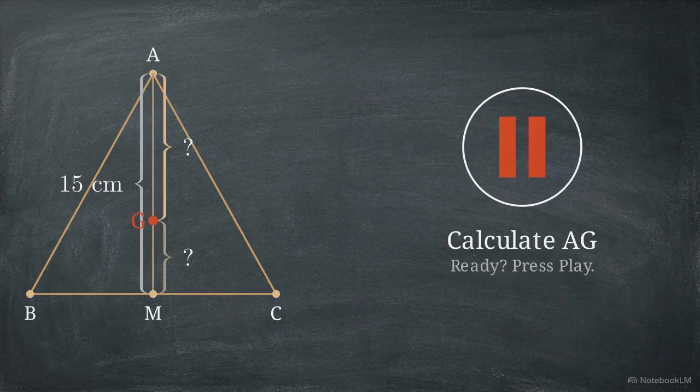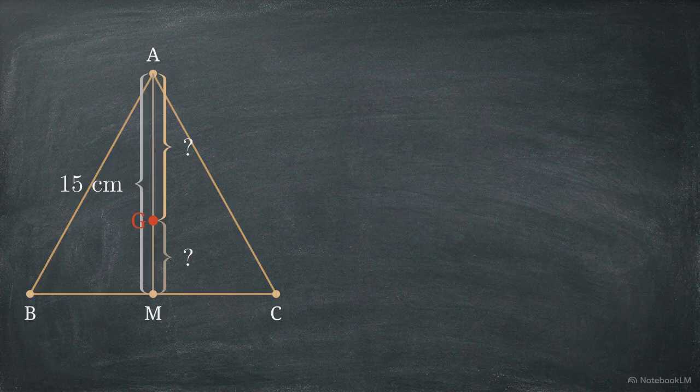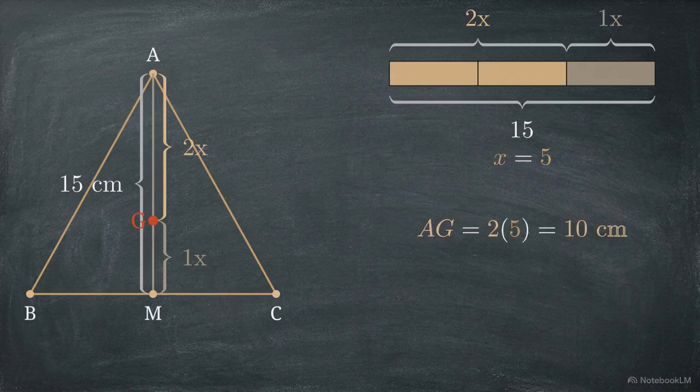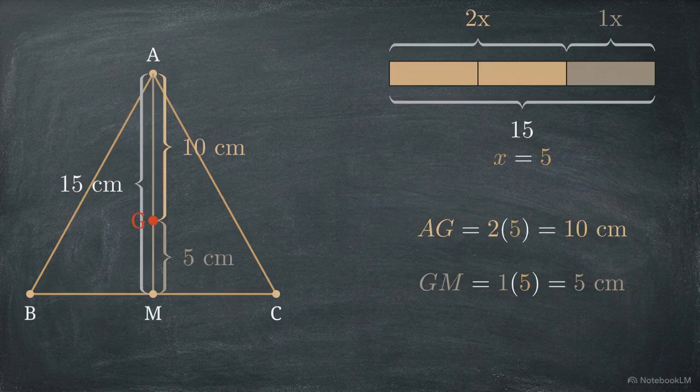Here is how we break this down algebraically. Since the ratio is 2-to-1, we represent segment AG as 2x and segment GM as 1x. Added together, they equal the total length of 15. That gives us 2x plus 1x equals 15, which means 3x equals 15. Divide by 3, and our base unit, x, equals 5. To get our final answers, we just multiply that base unit. Segment AG is 2 times 5, making it 10 centimeters. Segment GM is 1 times 5, making it 5 centimeters.